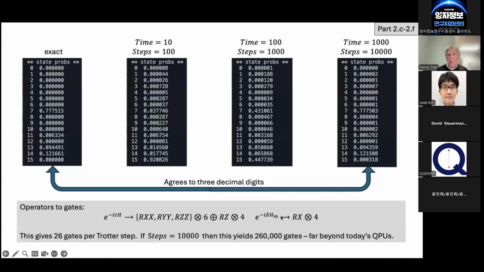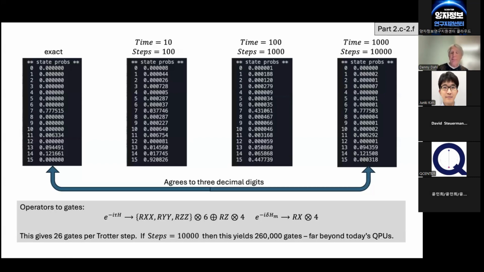And then the mixer operator has RXs, and there are 4 of those. So 22 plus another 4 gives 26 gates for each of these Trotter steps. And we have a total of 10,000 Trotter steps. So 26 times 10,000 is about 266,000 gates, which is way, way, way beyond the capability of any modern NISQ machine. So this is not a good approach for creating the ground state of the Heisenberg spin glass.